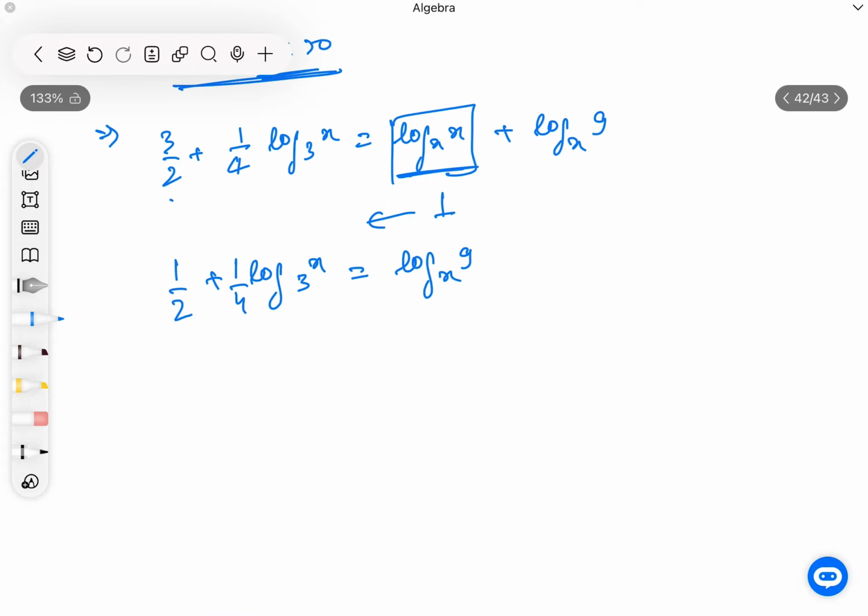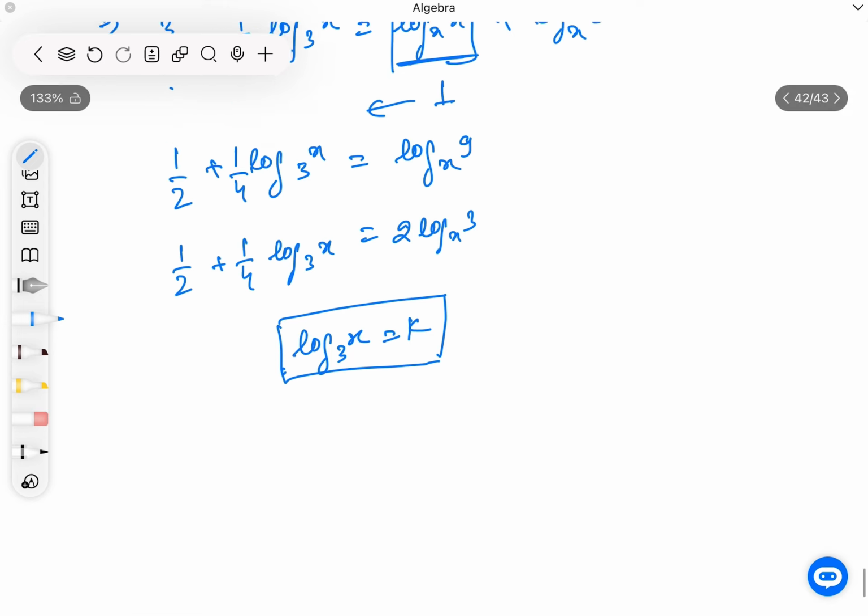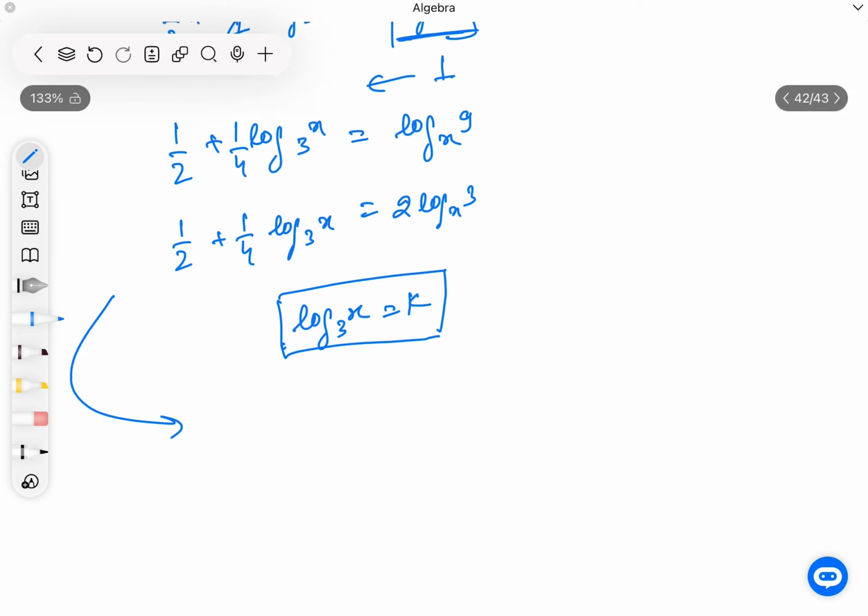Can I write this as log base x of 3^2? The 2 comes here, so this should be fine. And 1/2 plus 1/4 log base 3 of x. Now I'm going to assume that log of x with a base of 3 is k. So this equation would be 1/2 plus k/4 equals 2/k. Does this 1 upon k make sense?